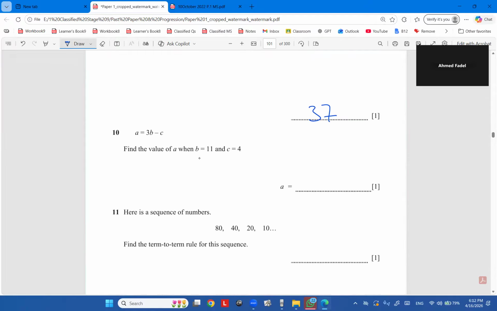Find the value of A when B equals 11. So A equals 3 times 11 is 33, minus C, which is 4. So A equals what? 29.